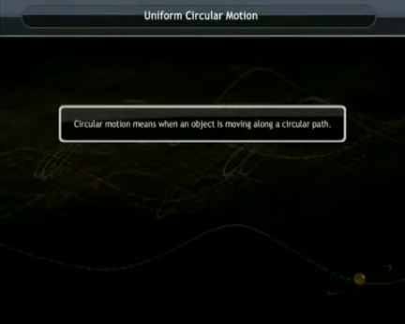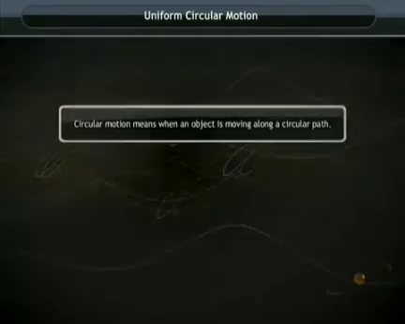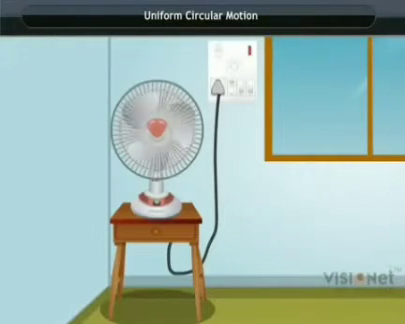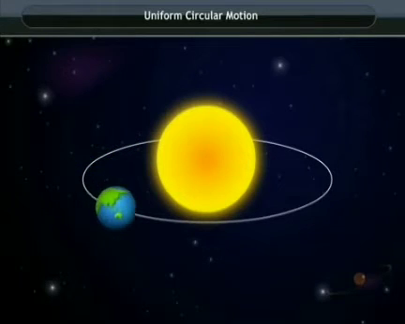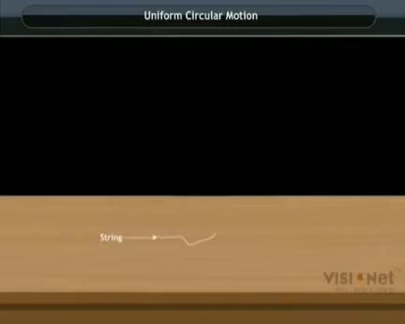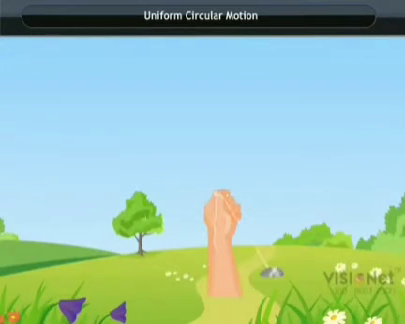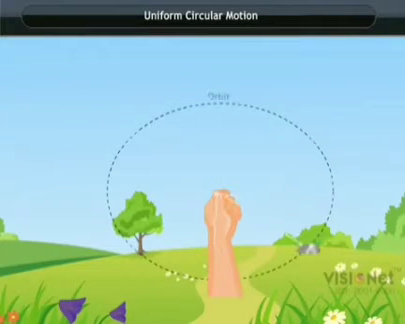Uniform circular motion. Circular motion means when an object is moving along a circular path. Examples: motion of blades of an electric fan, Earth and planets moving around the sun. Let us explain with the help of an activity. Take a string, tie a stone at one of its ends, hold the other end in your hand and whirl it so that the stone performs a circular motion. Speed of the stone should remain the same throughout the motion. So, the motion of the stone is uniform circular motion.